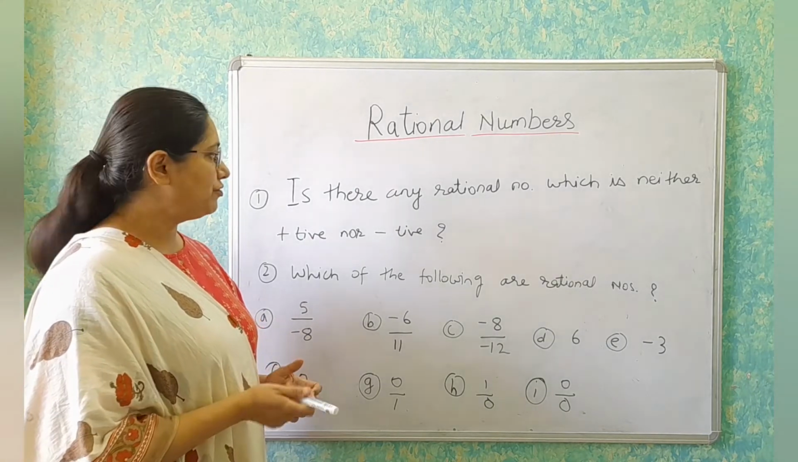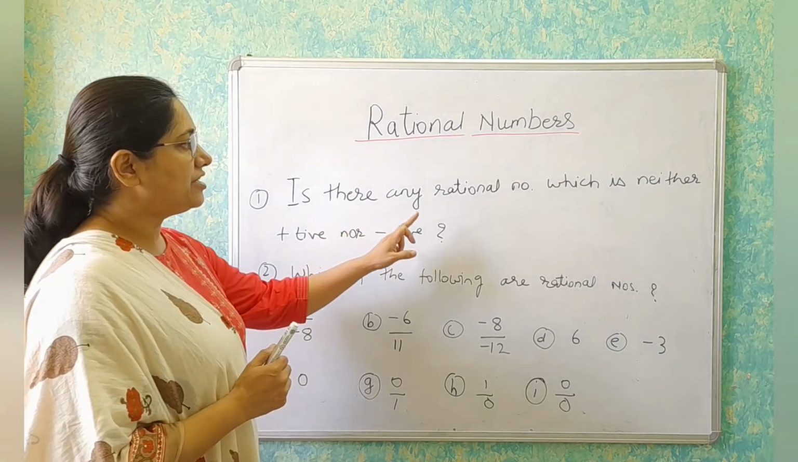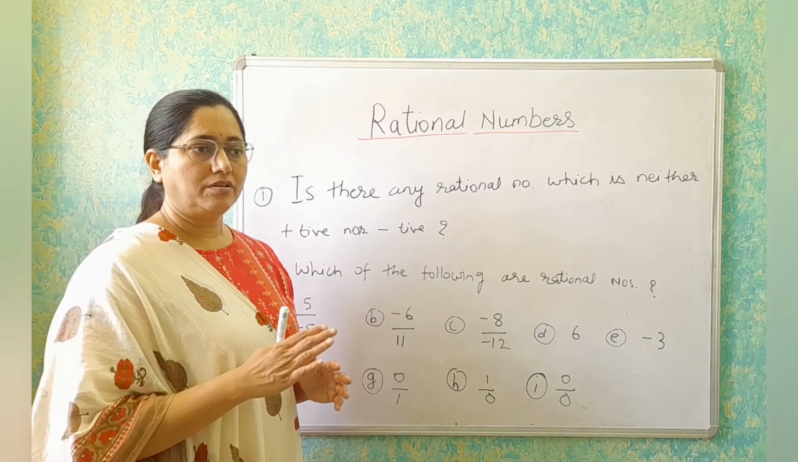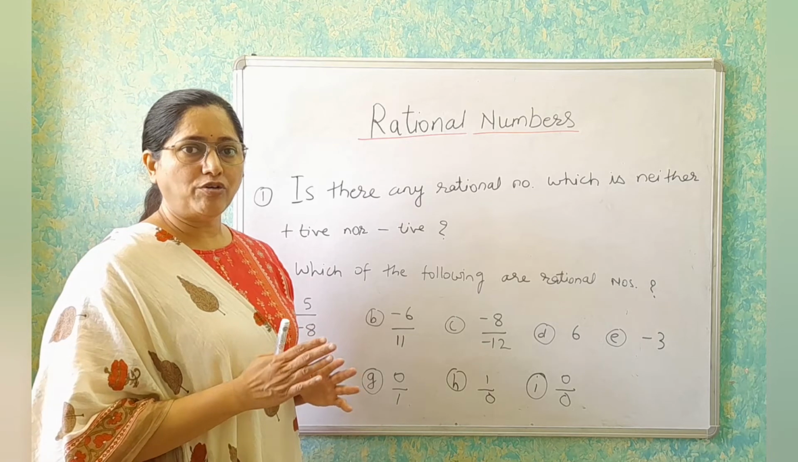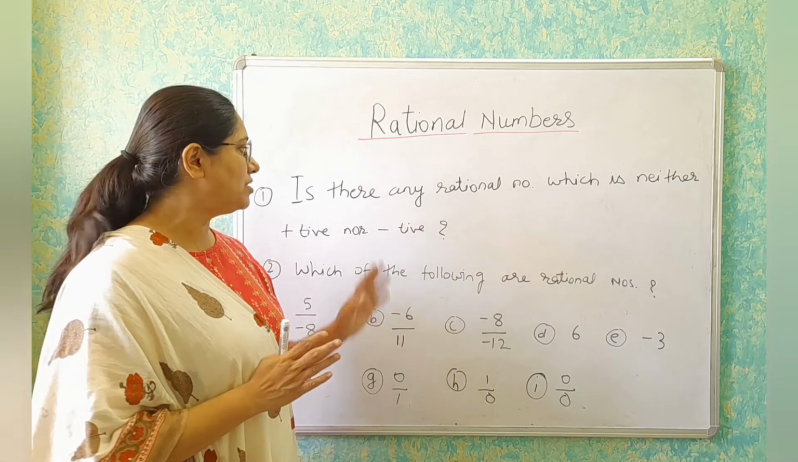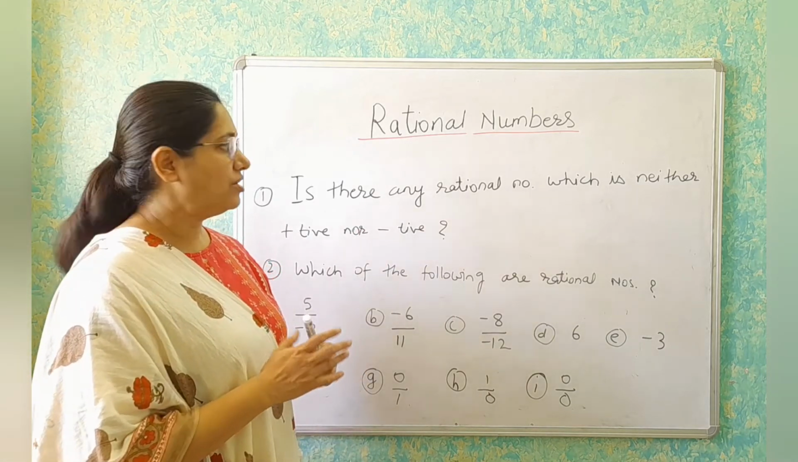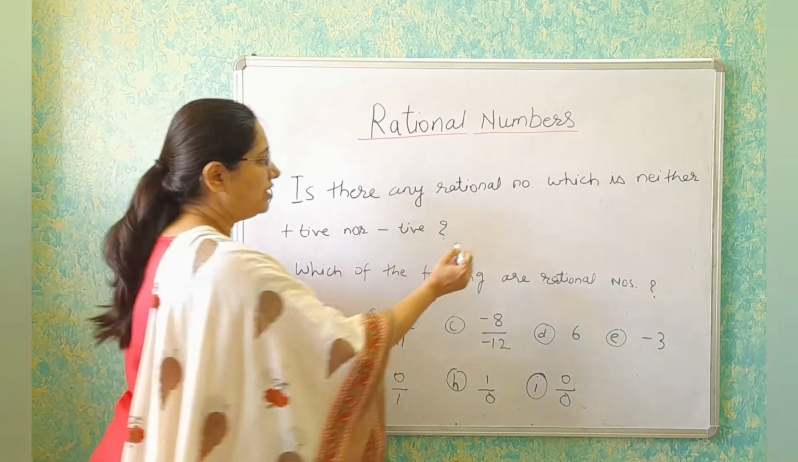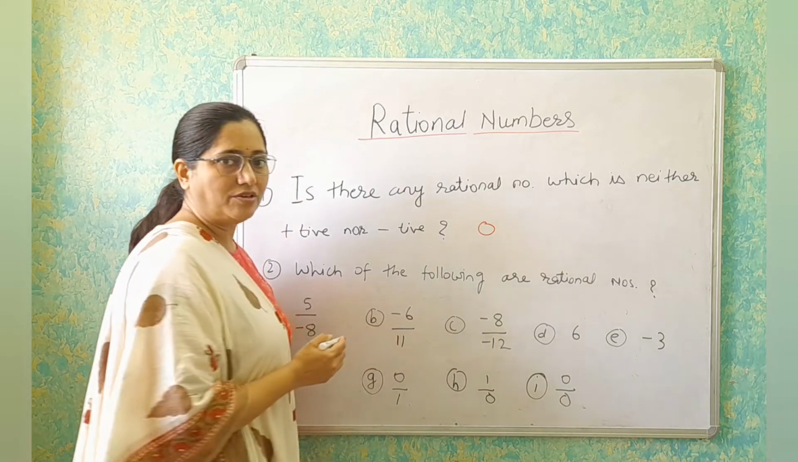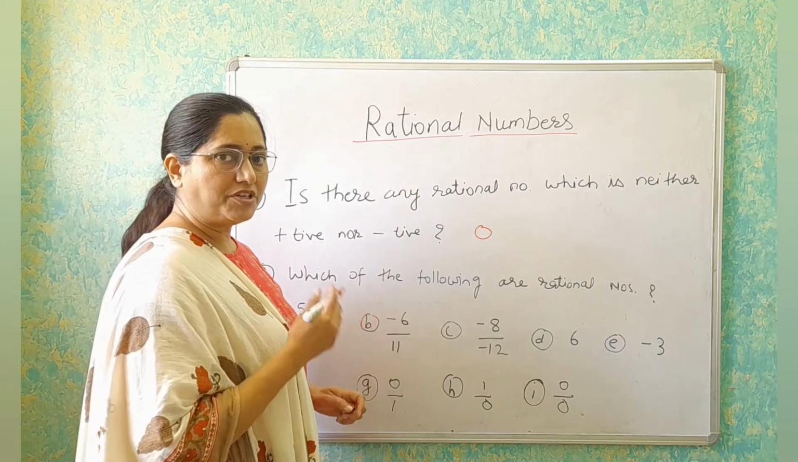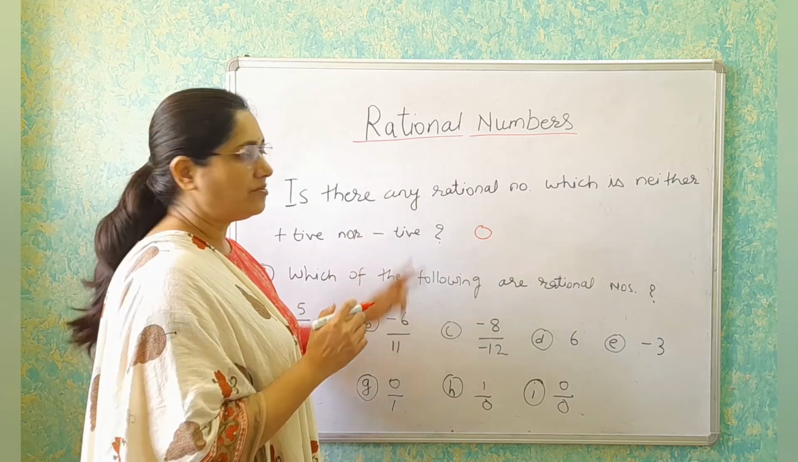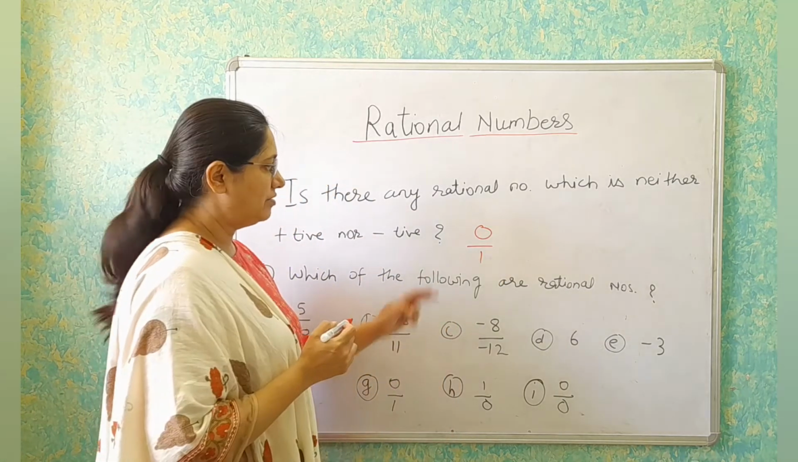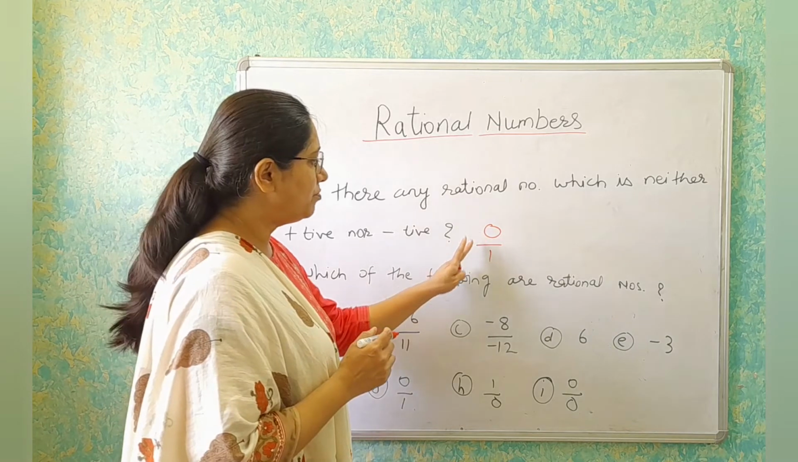Let's start with our first exercise. Is there any rational number which is neither positive nor negative? You know that 0 is part of whole numbers and all the whole numbers are also rational numbers. So we can say yes, because 0 is neither positive nor negative. So the answer is 0. And we can also represent 0 as a rational number by writing 0 divided by 1. And now it is in p upon q form.